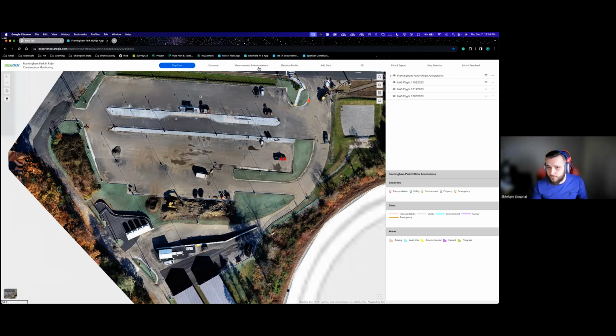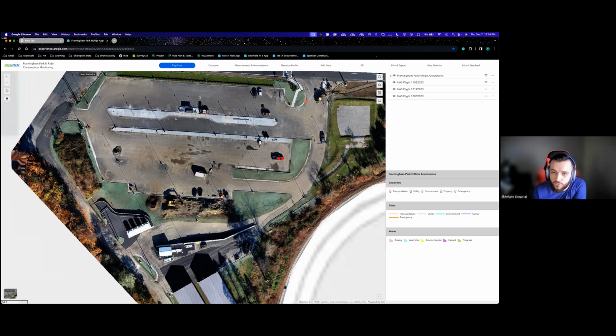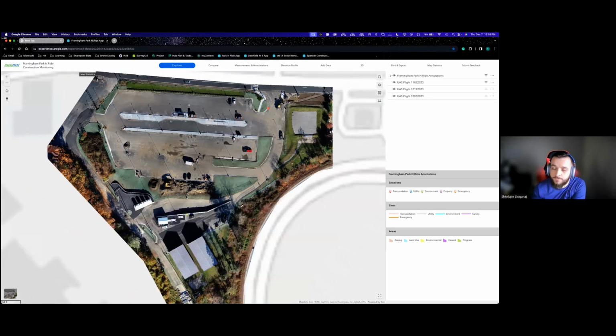I'll go through all the particular tabs that you see on the screen. The project itself is a project for a park and ride, and they use drone imagery. They use different drones to fly over this particular job site and get imagery, which then was used with the reality capture extension with ArcGIS Pro, because that's how our workflow is based.